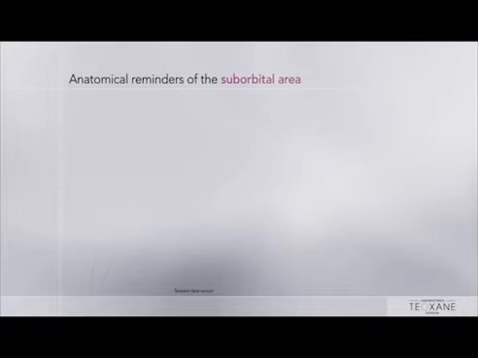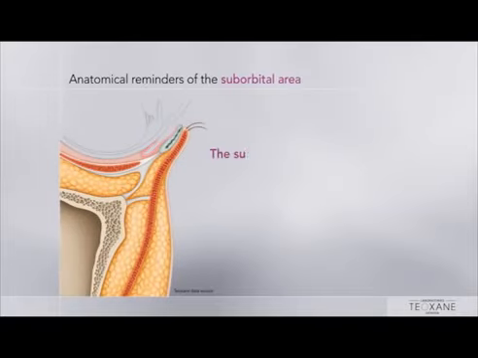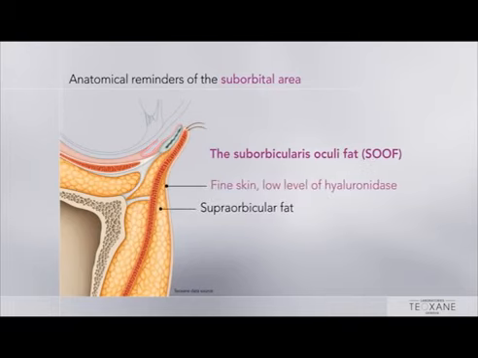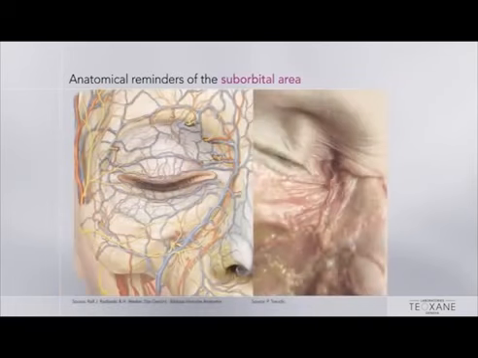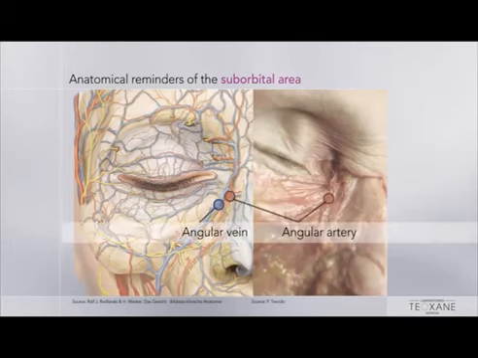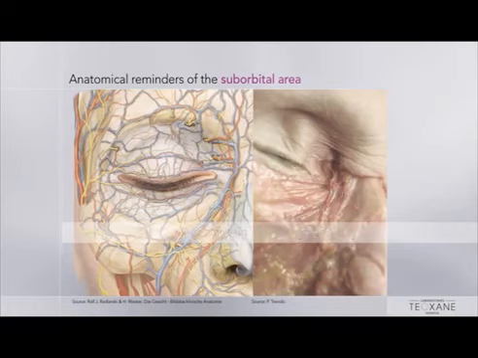The anatomy of the suborbital area consists of 5 layers: the skin, the superficial fat, the orbicularis oculi muscle, the suborbicularis oculi fat, SOOF, and the periosteum. The suborbital region is richly vascularized with the passage of the angular artery and the vein at the inner corner of the eye. This area is a high-risk area.